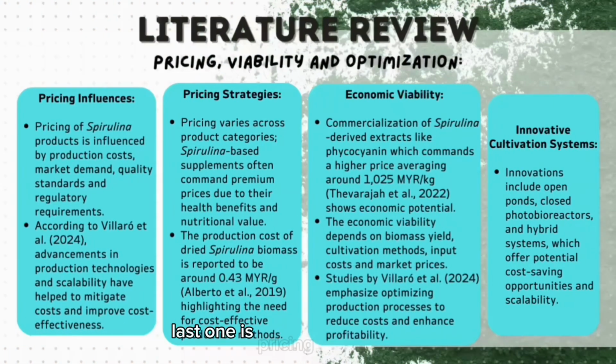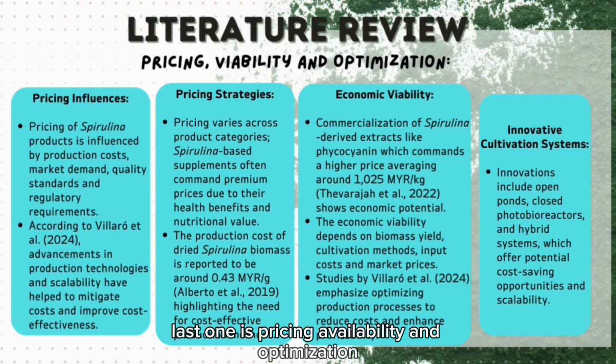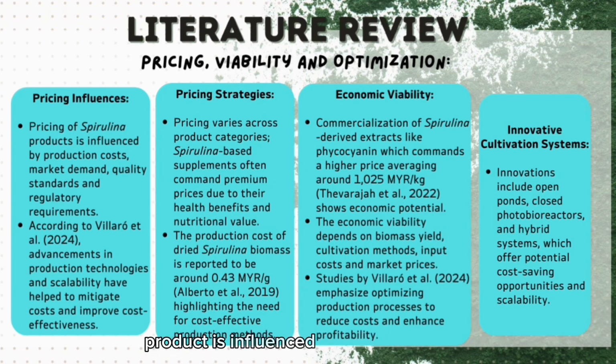The last one is pricing, availability, and optimization. We start with pricing influence. Pricing of spirulina products is influenced by production costs, market demand, quality standards and regulatory requirements. According to Vilaro et al. 2024, advancements in production technology and scalability have helped to mitigate costs and improve cost effectiveness.